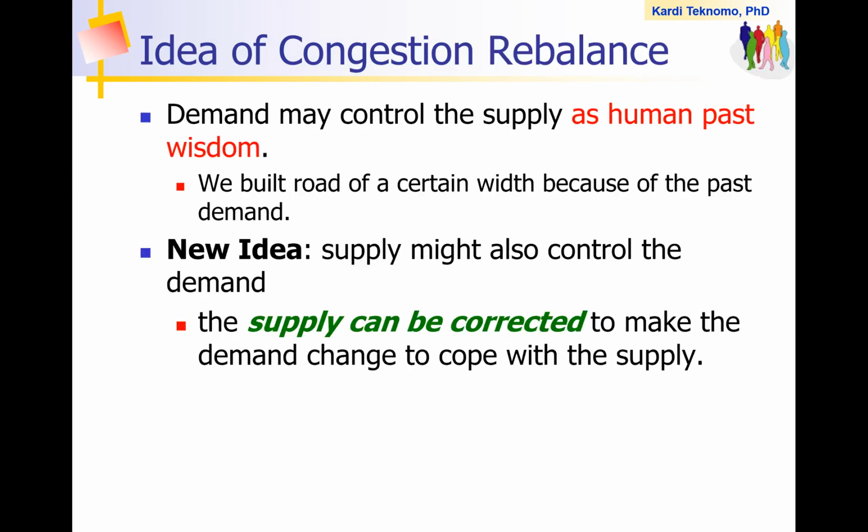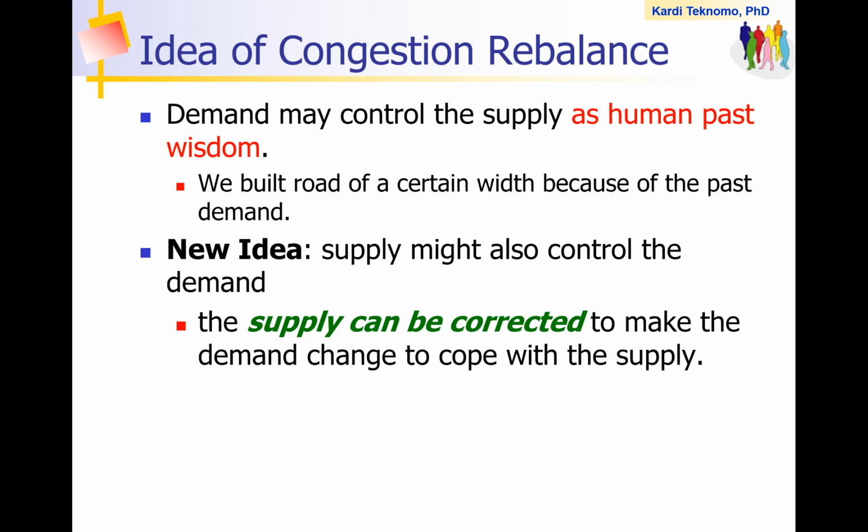So now I have a new idea in that case. How about if, instead of increasing the supply by adding the lane, we rebalance the congestion? Yes, the demand may control the supply, as earlier, but put that as past wisdom. That means we already built the road up to certain lane, certain width, because of the past demand, isn't it? And when we build that number of lane, it is based on certain wisdom that we cope with that demand at that time.